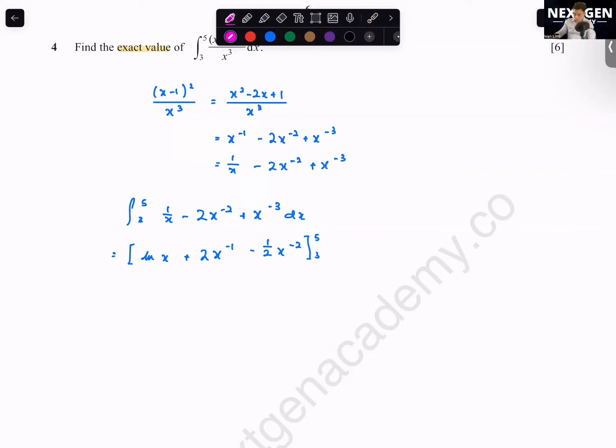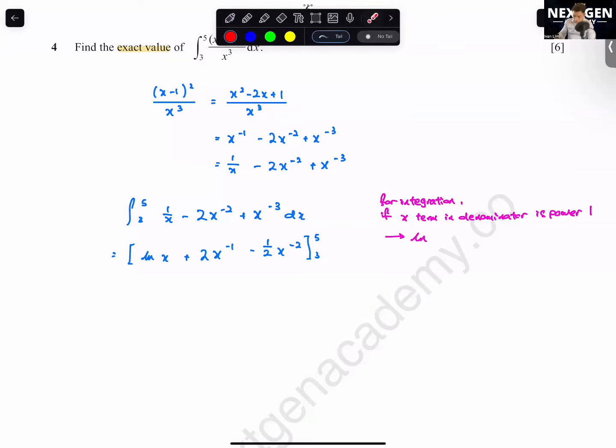Okay, so always take note for integration. If there is an x term in the denominator and it is power 1, then we think about ln. Don't try to integrate it using the power rule, because you get x to the power of 0. Even if you get something like 2x plus 5, as long as x is power 1, think about ln.